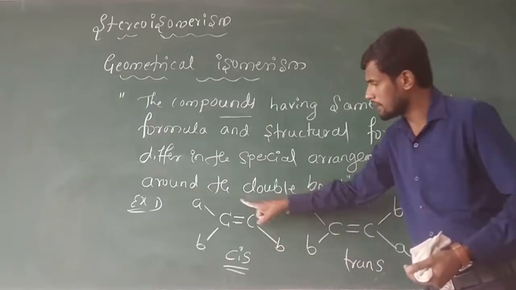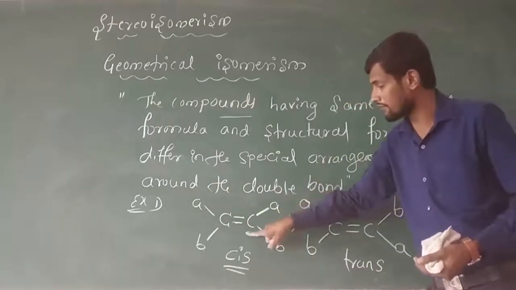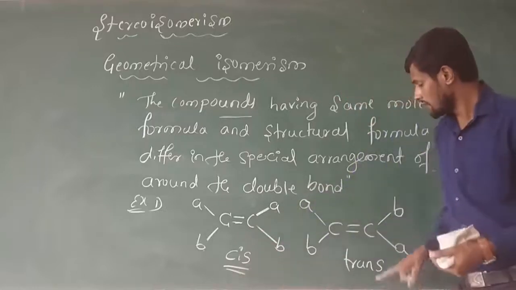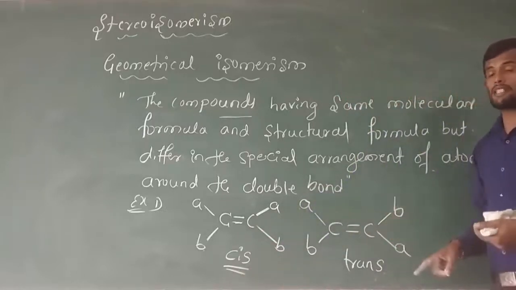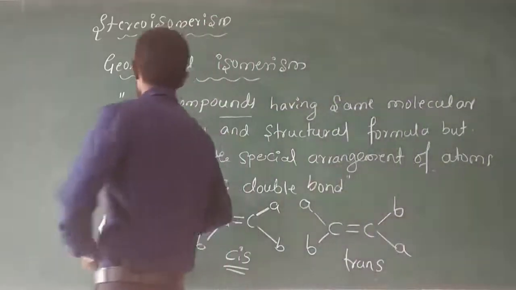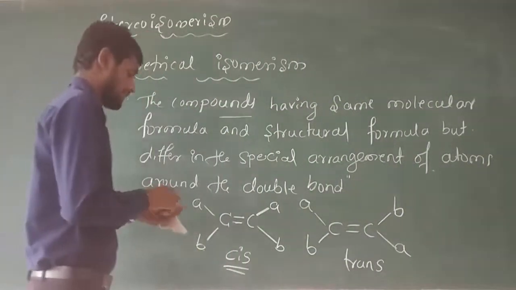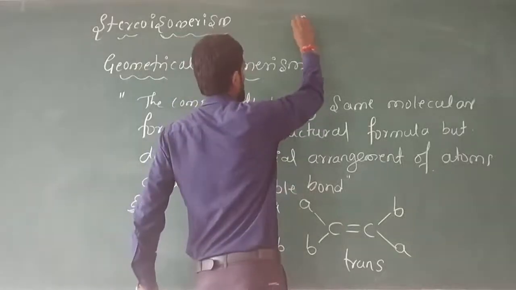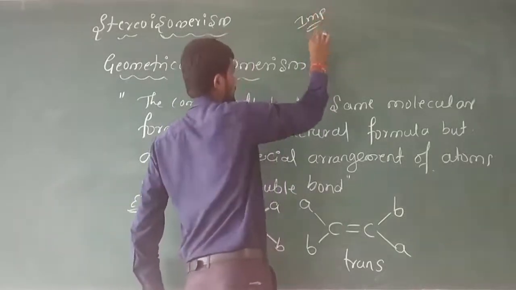If two similar groups are present on the same side of the double bond, then it is cis. If they are arranged in opposite directions, then it is trans. Yes. Take another example. Very important. This one is very important.